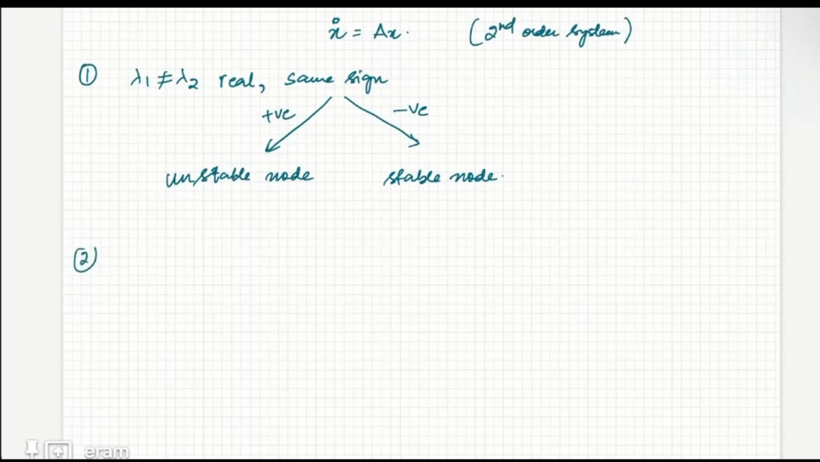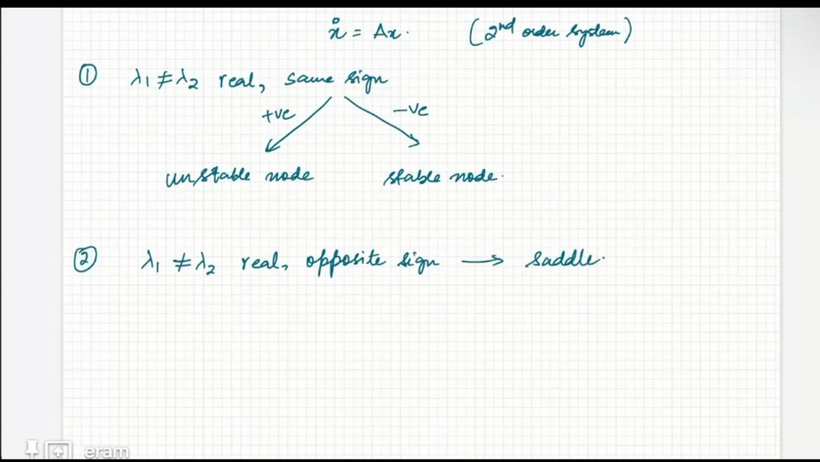In the second case, when the eigenvalues are not equal, they are real but they have opposite sign, then we have a solution of the nature saddle. Saddle means we have one positive eigenvalue and one negative eigenvalue. That means the solution is going to be unstable.